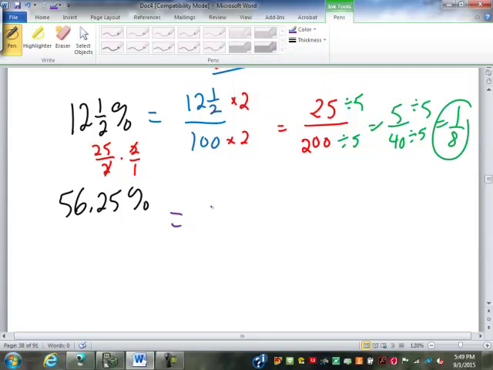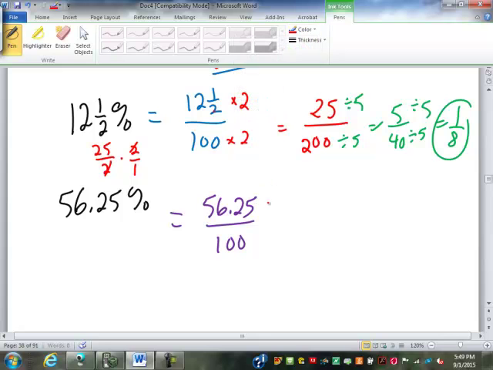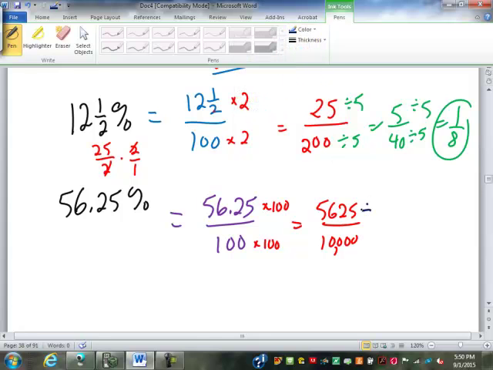Next, 56.25% becomes, well, we started as 56.25 over 100. And then, since there's 2 decimal places, we have to multiply by 100 to get rid of it. So it's 5,625 over 10,000. Now, I wouldn't blame you if you chose to use the calculator to reduce that because it is kind of ugly. But let's pick away at it.